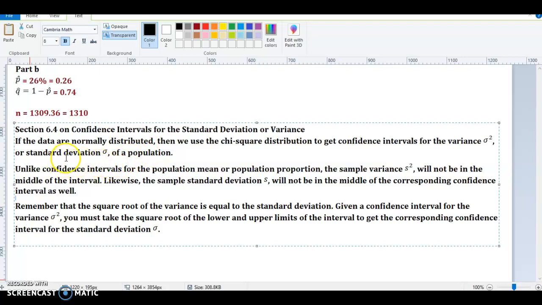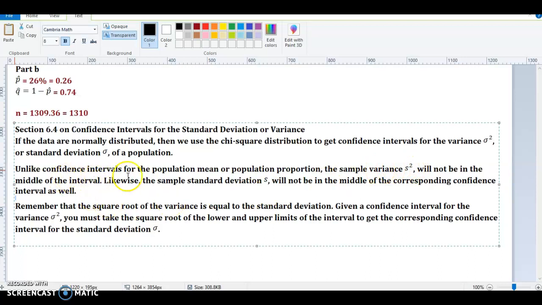If the data are normally distributed, then we use what's called the chi-square distribution to get confidence intervals for the variance, sigma squared, or the standard deviation, sigma, of a population. These symbols for the variance and standard deviation are for the population. If we're talking about the variance or standard deviation of a sample, we use different symbols.